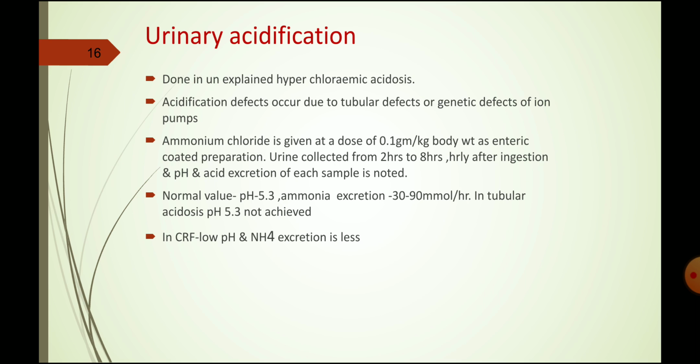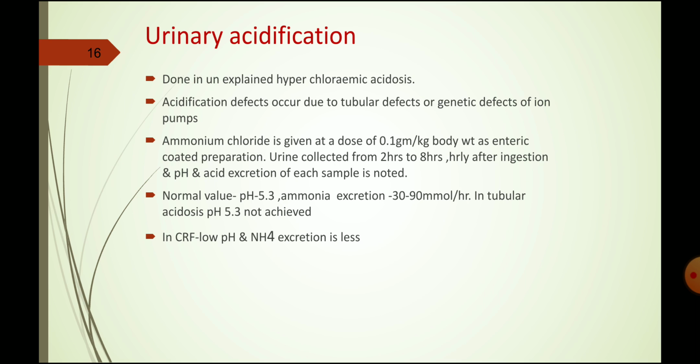Then urinary acidification, which is done in unexplained renal tubular acidosis that usually occurs with hyperchloremic acidosis. The acidification defects occur due to tubular defects or genetic defects of the ion pumps. Here ammonium chloride is given in a dose of 0.1 gram per kilogram or 100 milligram per kilogram body weight as an enteric coated preparation, and the urine is collected hourly from 2 hours to 8 hours after the ingestion, and the pH and acid excretion of each sample is noted.